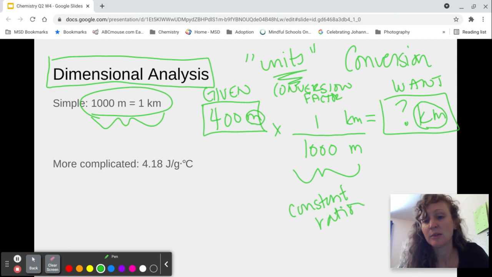I'm going to put that in the middle. And so now you see I have meters on top, meters on bottom. Those are going to reduce out. I have kilometers left. That's what I want in the end. And then I can do the math. I can deal with the numbers on the calculator.